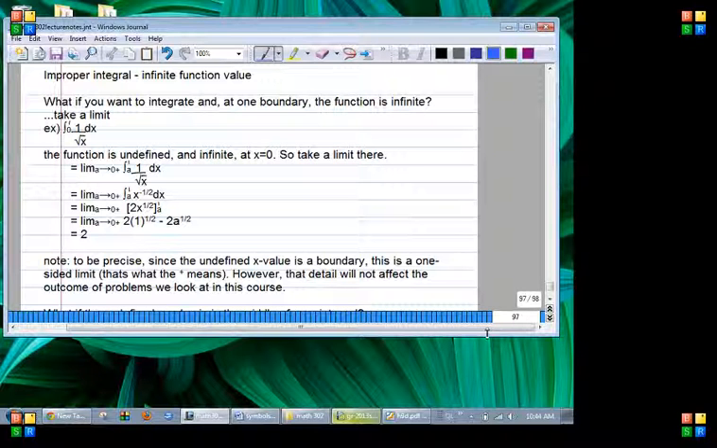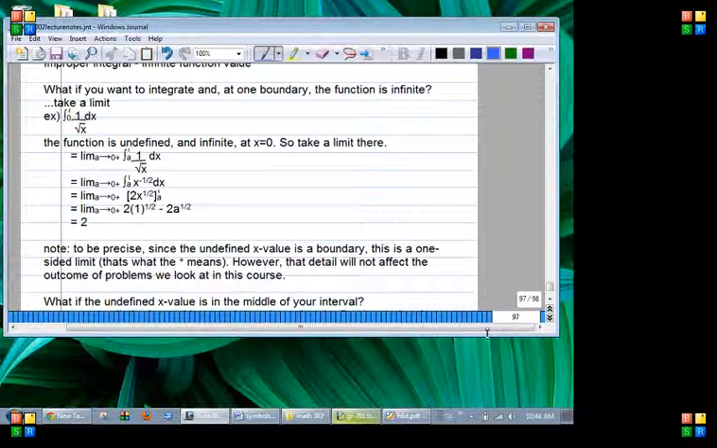So this is a technical detail, and for the purposes of this course, Calculus 2, that detail will not affect the outcomes of our problems. So you don't need to worry too hard about it.